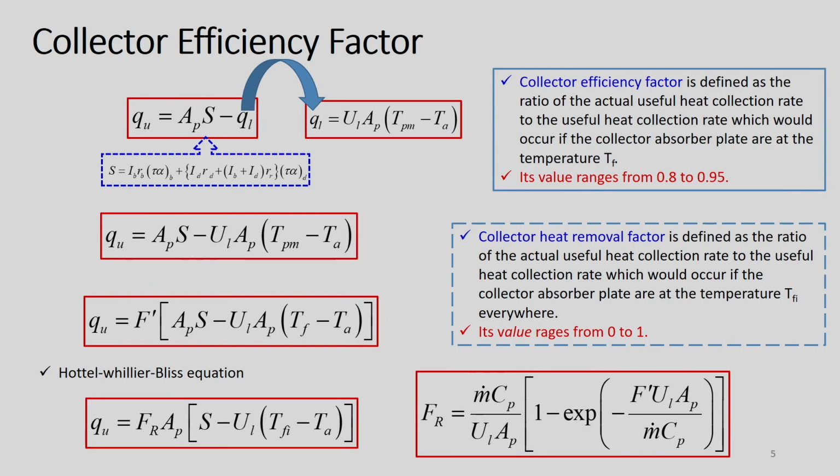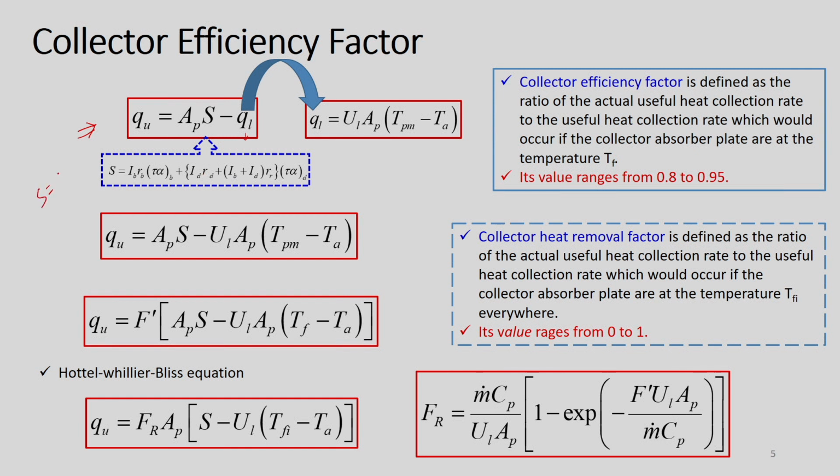Now, let us understand how these QU are related with F dash, which is nothing but collector efficiency factor, and then FR, which is nothing but collector heat removal factor. Okay. So, already we know this expression for useful heat gain, QU is equal to AP into S minus QL, which is nothing but the losses, right, and S is a function of many variables, but we can simplify.